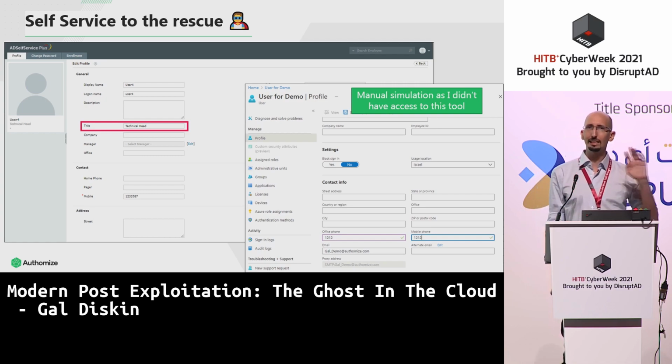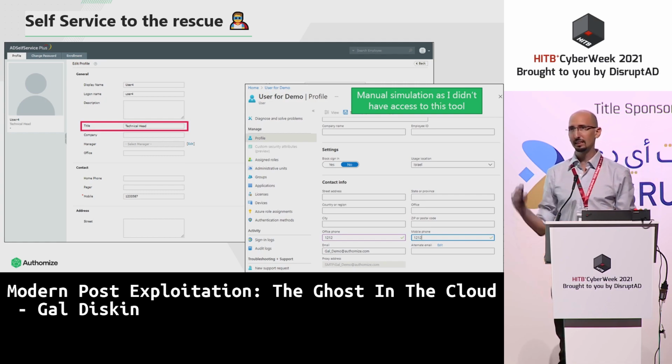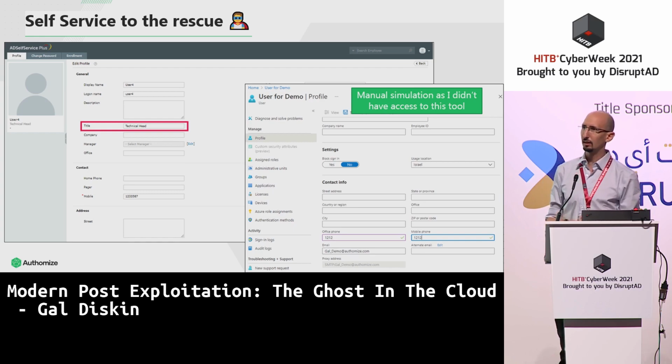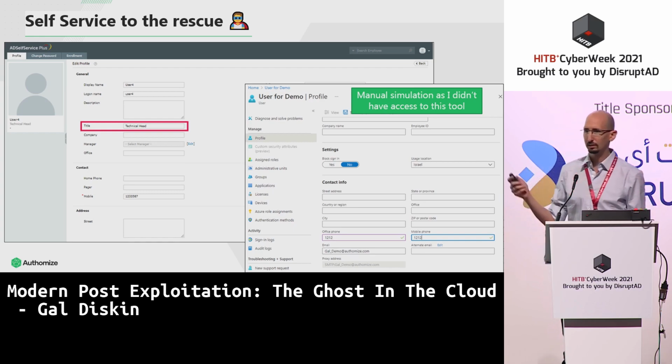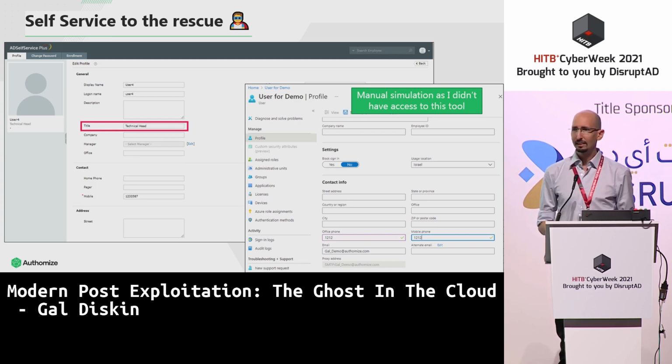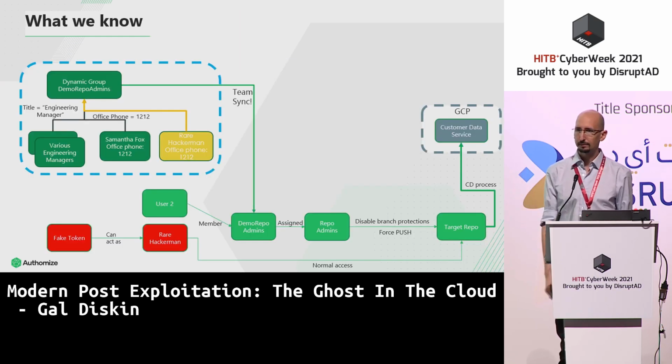But let's assume they can't change the title. What they certainly can change are attributes like their office phone, mobile phone, and so on. Or request it even from IT, because it's not really scary. To simulate this, I did the same in Active Directory, which is what you see on the right-hand side of the slide. And I basically set the phone of this fake account intentionally to that.